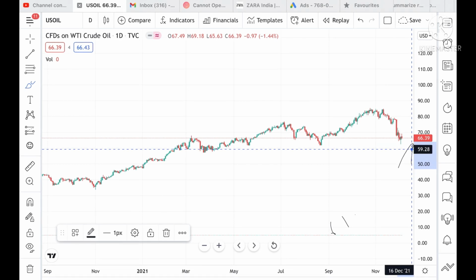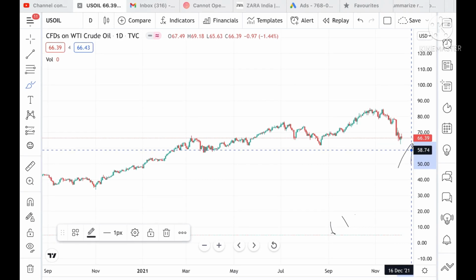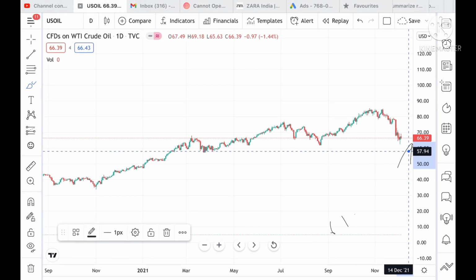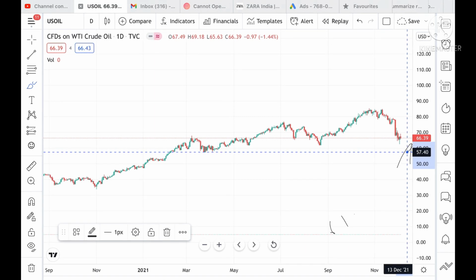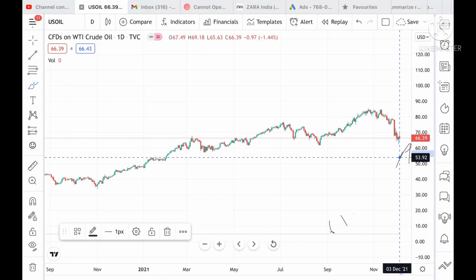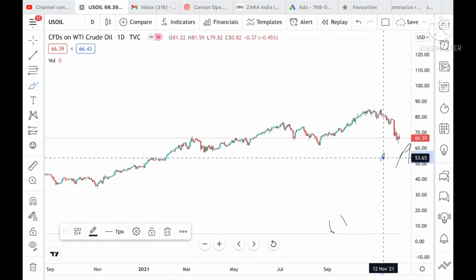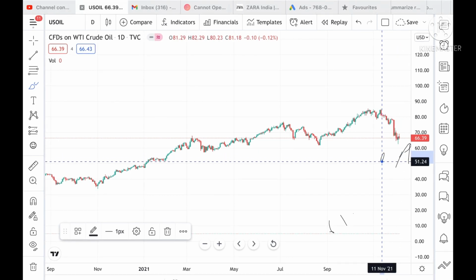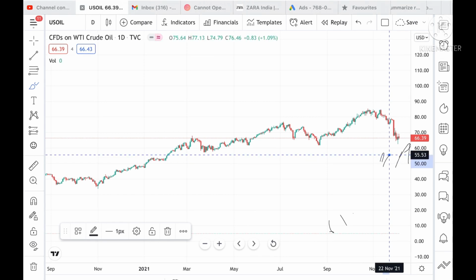Okay, and suppose the price goes below this level, then we can see it can go and touch a level of 58.74. Suppose the price doesn't sustain this level, then it can go and touch a level of 57.94, or if it goes below this level, it can touch a level of 57.40. Okay, and suppose the price doesn't sustain this level, then it can go further low to a level of 53.92, or it can go further low to a level of 51.24.